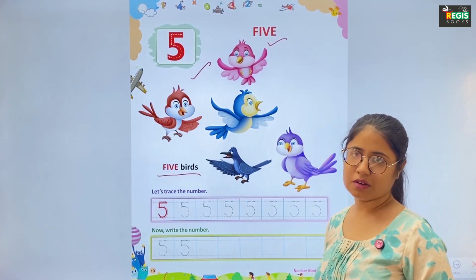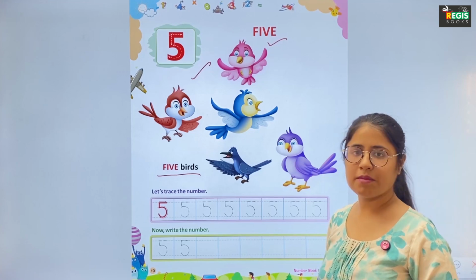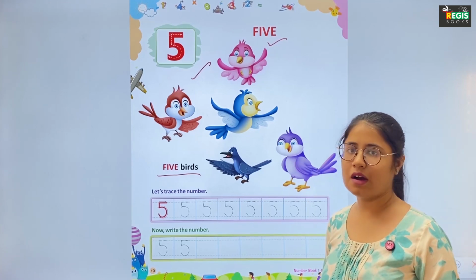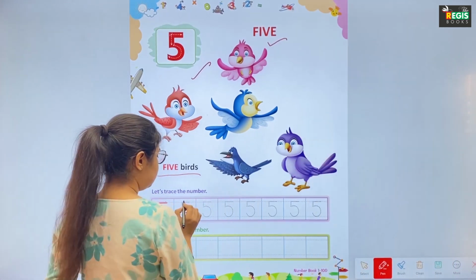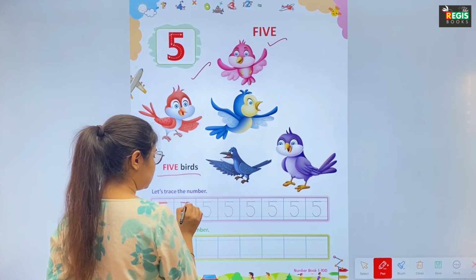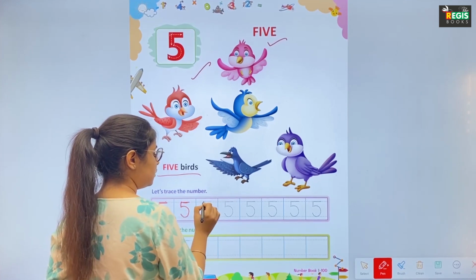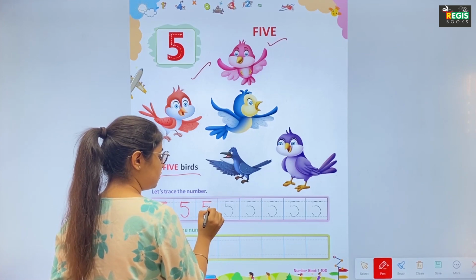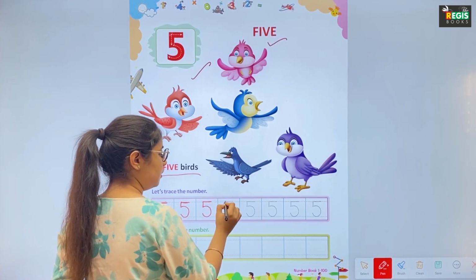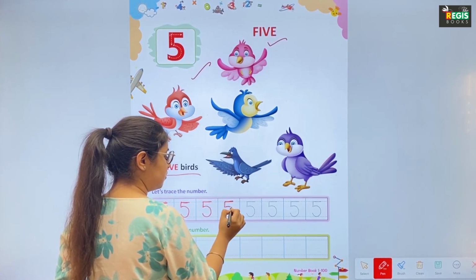Let's trace the number. So kids, trace the number 5 with me to learn how to write it. Put your pencil on the black dots and trace the number like this with me. Start tracing these digits with me. This is how we write number 5.